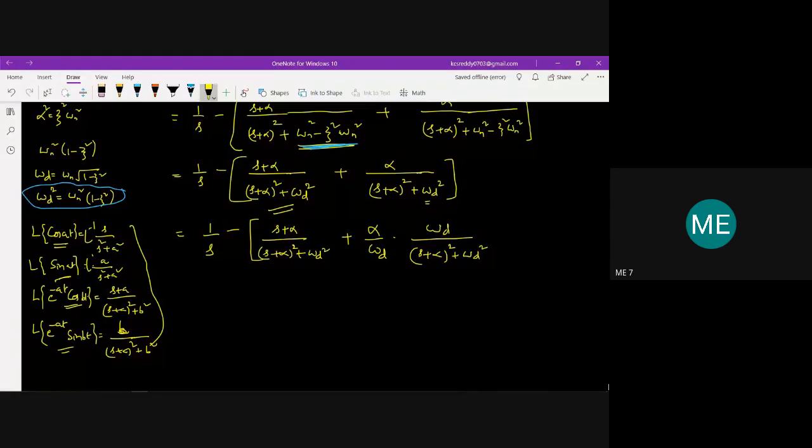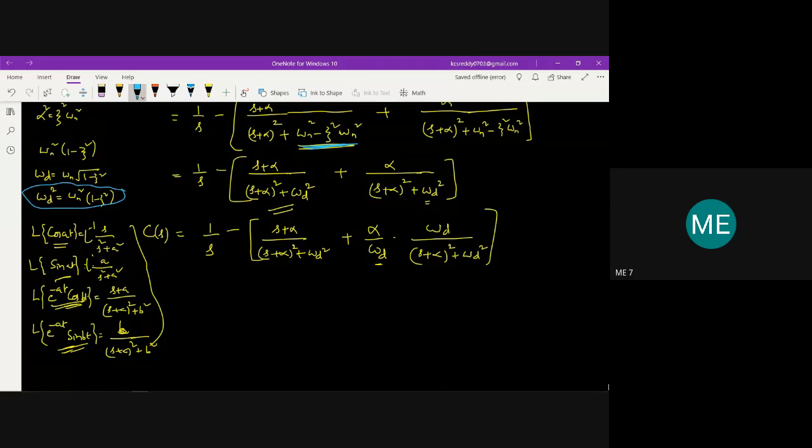Now you look at this sine form. The Laplace transformation of e power minus at sine bt is equal to b by ((s plus a) whole square plus b square). So it is in the form of b by ((s plus a) whole square plus b square), and this alpha by omega d is a constant. If I apply the inverse Laplace transformation for this equation, I'll be getting the form of e power minus at sine bt like that. So now this is the C of s equation.